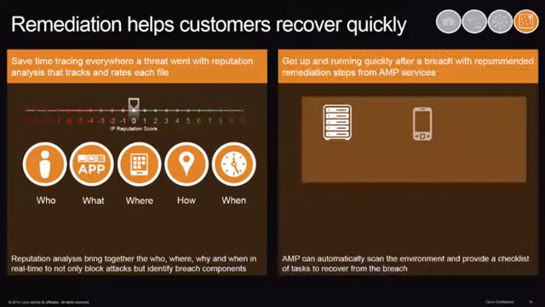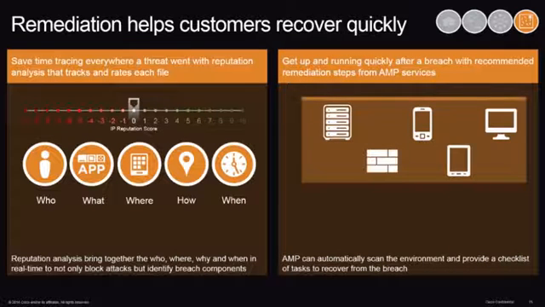AMP provides remediation recommendations to help customers get back up and running quickly. AMP for Endpoint can automatically scan the environment and provide a checklist of steps that customers can follow to clean up after a breach. For partners, this delivers remediation service opportunities to help customers recover. Cisco makes it easier for you to understand how a threat entered and the scope of the damage, so you can help your customer protect their information and, more importantly, their reputation.